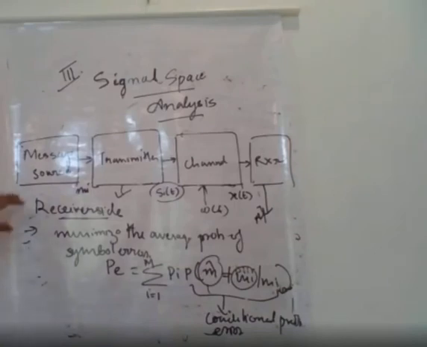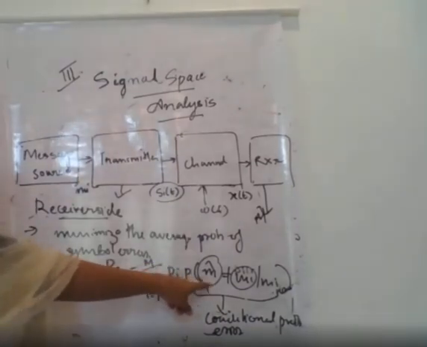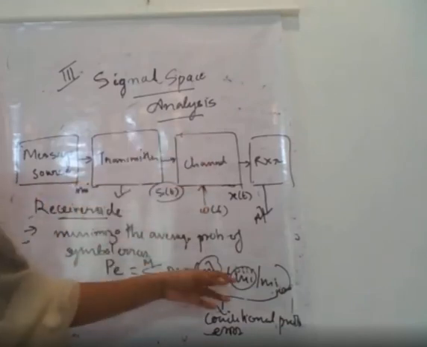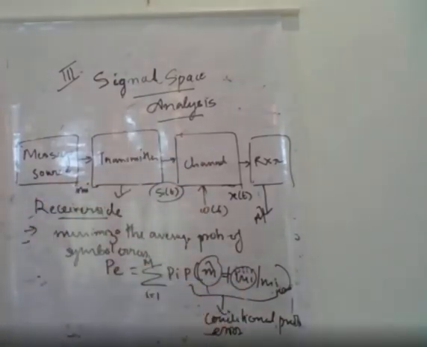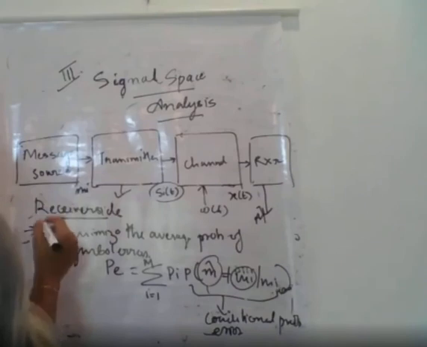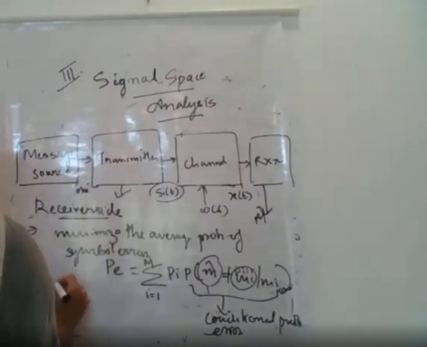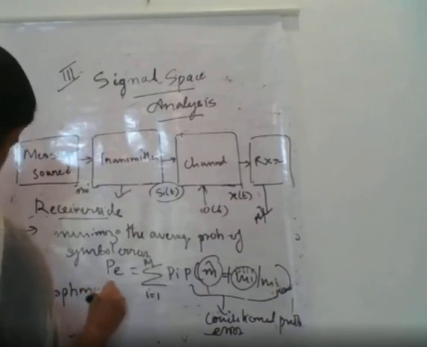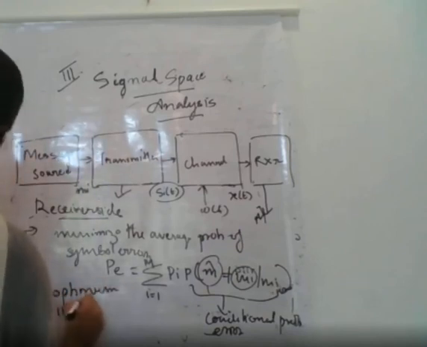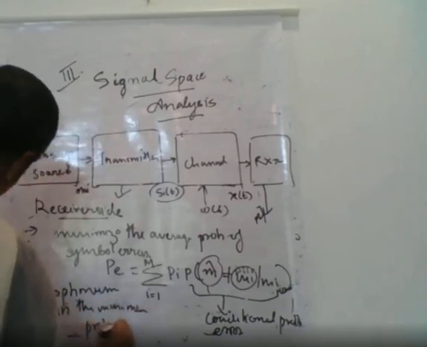So we have to design a receiver which will minimize the average probability of symbol error PE. So the equation for PE is like this. Here MCAP is the estimate of the symbol mi, and mi is the transmitted signal from the message source. This receiver, that is this design, is said to be optimum, or optimum receiver, that is optimum in the minimum probability of error.